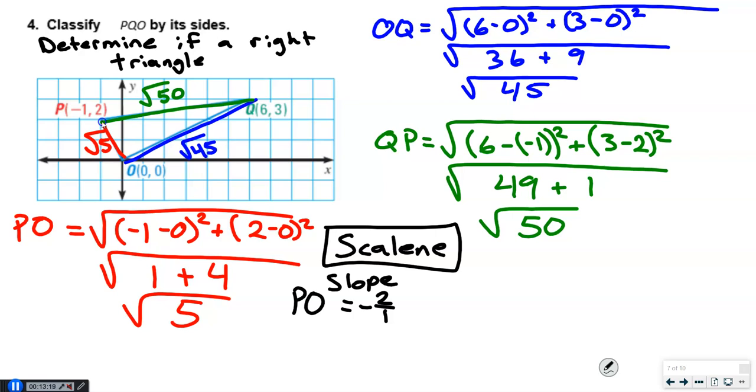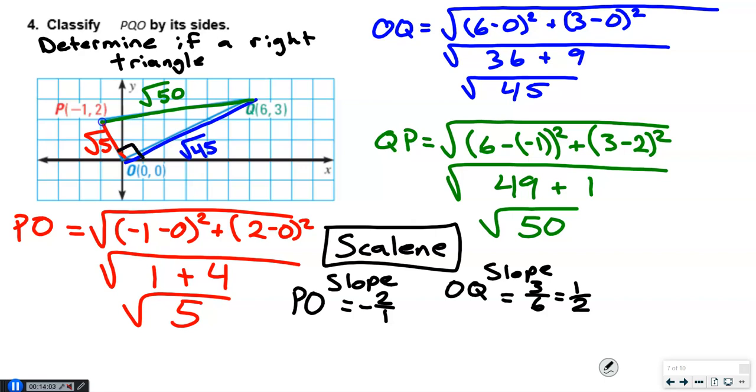If I look at OQ, still looking at the slope. It goes up 3, right 6, so 3 over 6, which simplifies to 1 over 2. And right there, we have all the information we need. Just from those two, we can see that they are opposite reciprocals of one another. We change the sign. Instead of negative, it becomes positive, and we flip the fraction. It's opposite reciprocal. So we know those two lines are perpendicular to one another, and they will form a right angle.